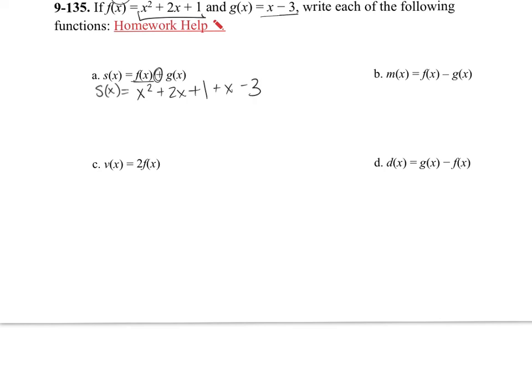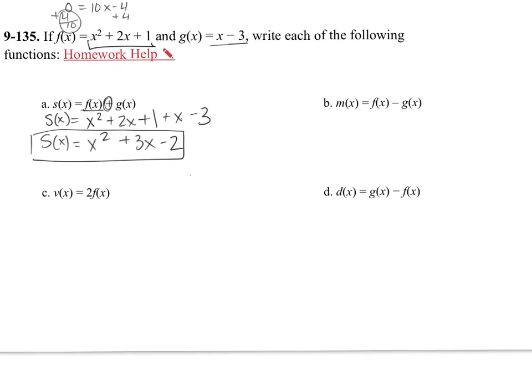Before I circle my final answer, I want to see if there are any common factors or any common terms that we can combine. I have an x squared. There are no other x squareds. Oh, but I have 2x plus 1 more x, so that's 3x if I put that together. And then here I have a 1 minus 3, so isn't that minus 2? So s of x altogether would be this simplified new function.